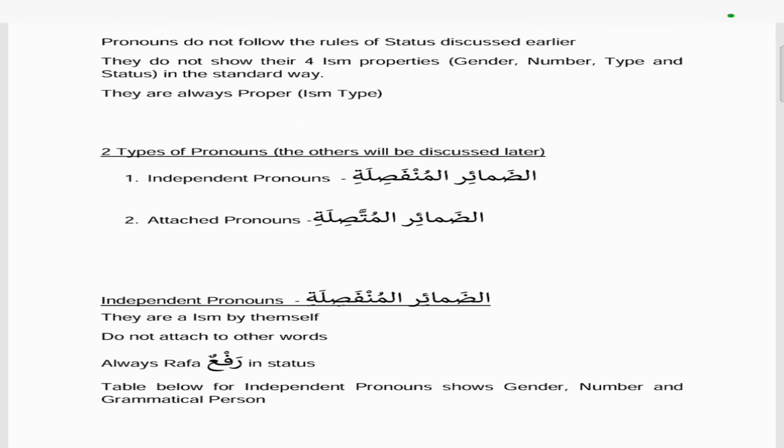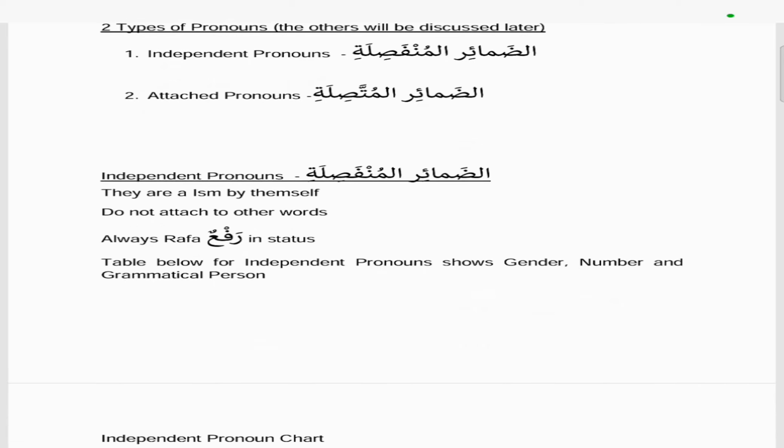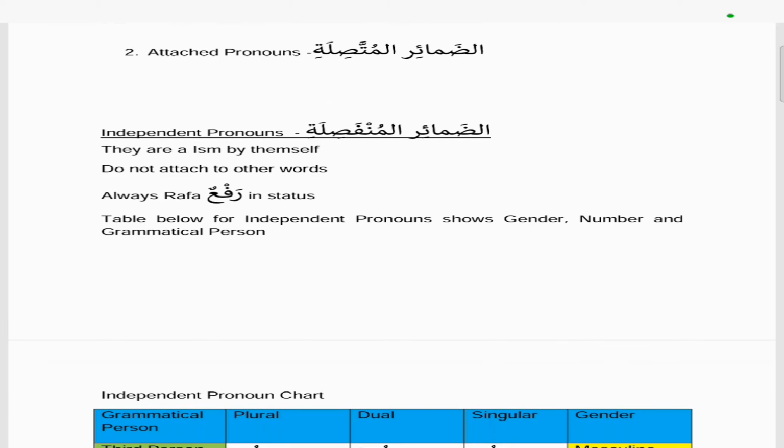So there are two types of pronouns we will discuss for now. One is the independent pronouns, which is called dhamir il-munfasil. And the attached pronouns is dhamair al-muttasil. The independent pronouns, we'll start with that first. They are an ism by themselves. They do not attach to other words, and they are always rafa in status.